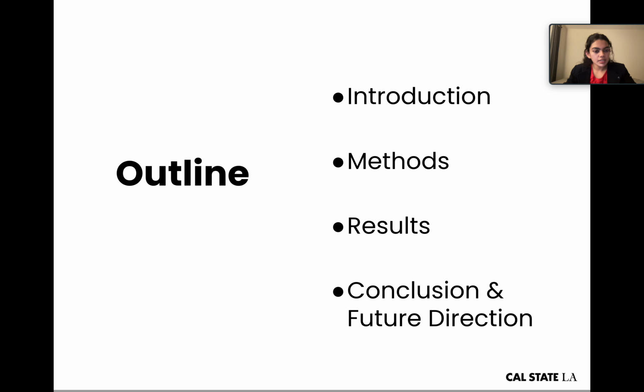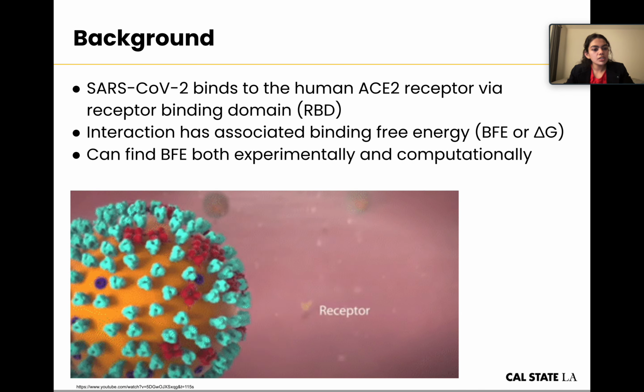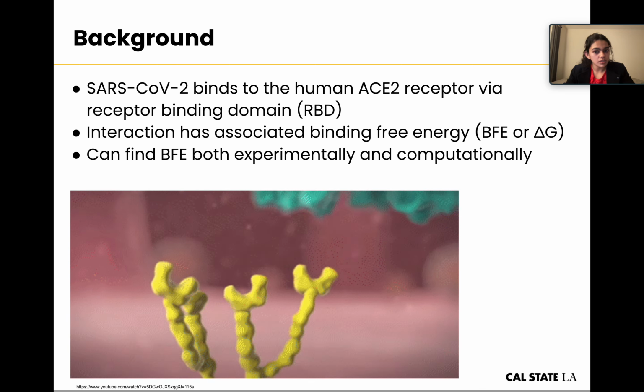And now I know what today is going to look like. I'm going to go through an introduction to provide some context and background to my project, explain our methods and approach, and then discuss the results we have so far. Then I'll wrap up with a short conclusion and where we plan to take the project in the future. So let's get started. In this project, we are examining SARS-CoV-2, which is the virus that causes COVID-19.